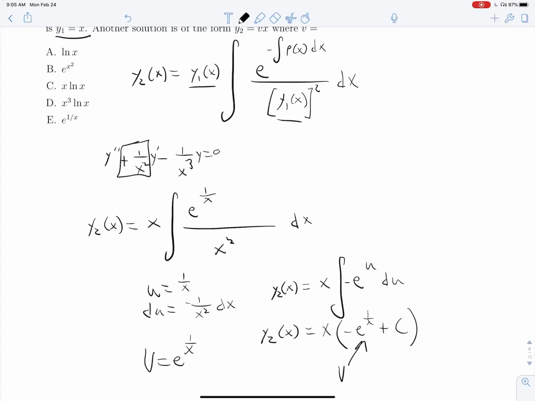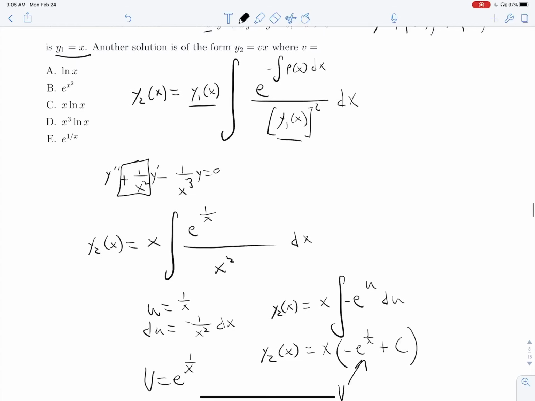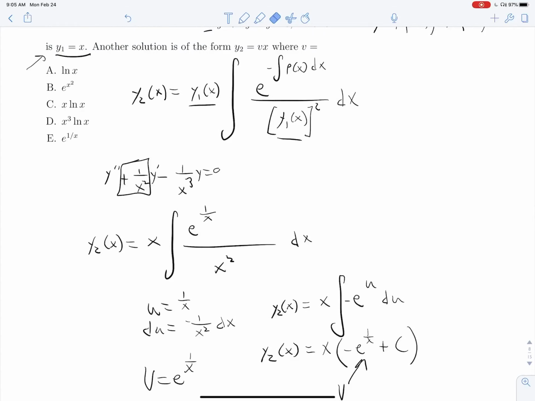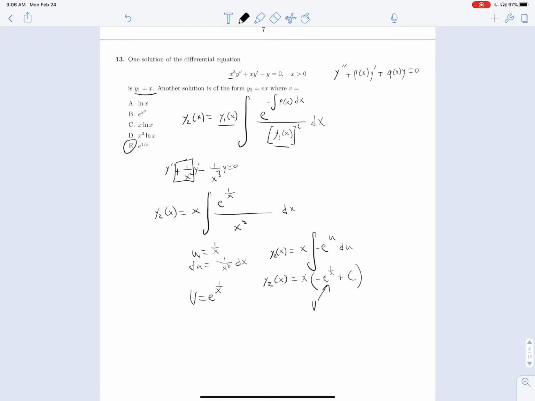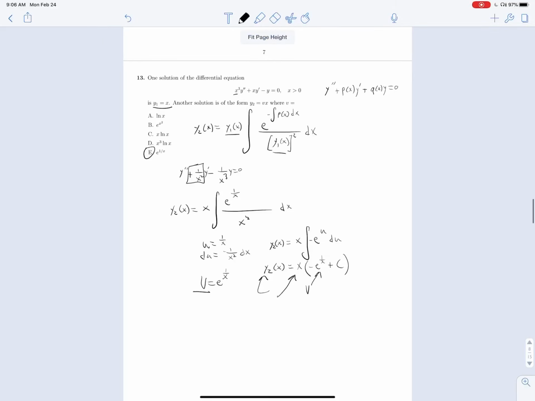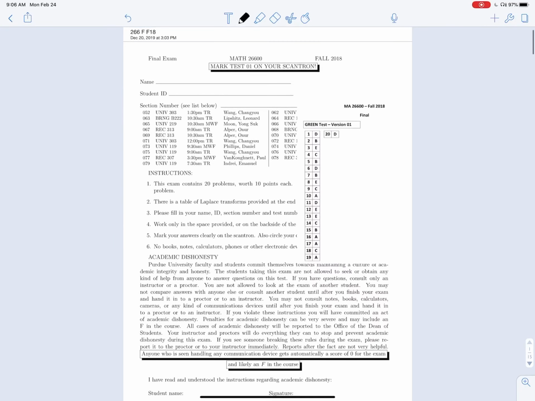And I hope that you can see how, because of our set of solutions, or all the linear combinations of this solution with y1, both this negative sign and this plus c are irrelevant. So our answer is e to the 1 over x is the function v when multiplied by x gives us y2. So 13 is e.